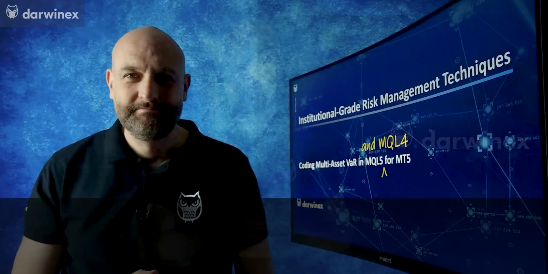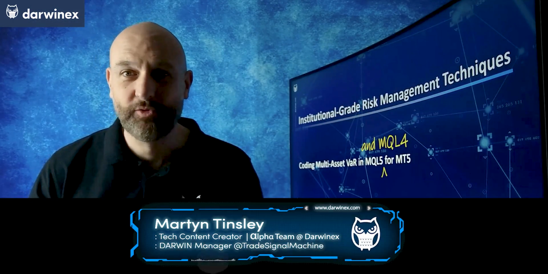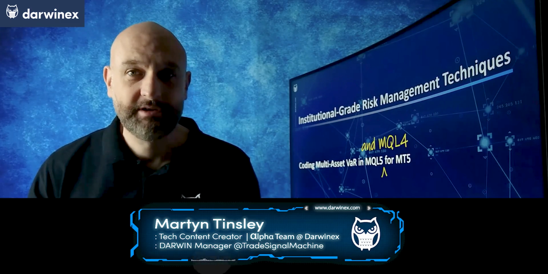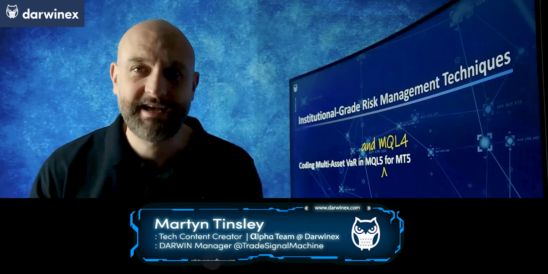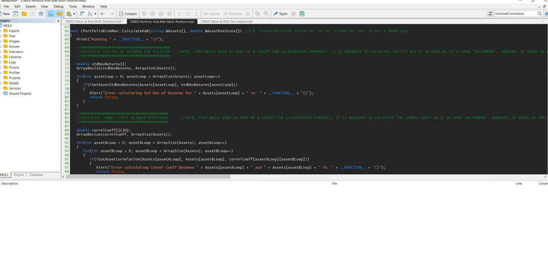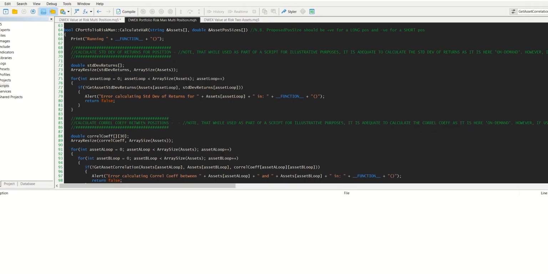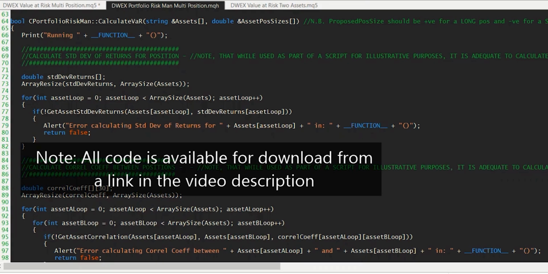Now back to today's tutorial. More on that news about using the risk management module in MT4 later on, but for now, let's focus on the primary topic of today, which is coding multi-asset value at risk. So let's now return to the code that we were using last time for the calculation of value at risk for just two assets, and take a look at the changes that I've now implemented in order to extend that capability to any number of assets.